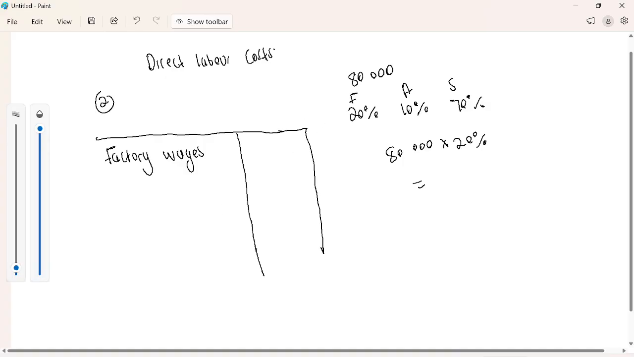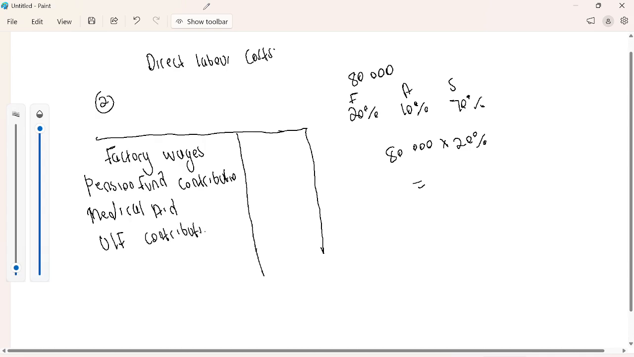Now let's move. Another thing that you need to take into account is the pension fund contribution, but in respect of the factory. It must be of the factory, guys. Please make sure, right? And we also have medical aid, and it has to relate to the factory. Make sure, right? And then we have UIF contributions.